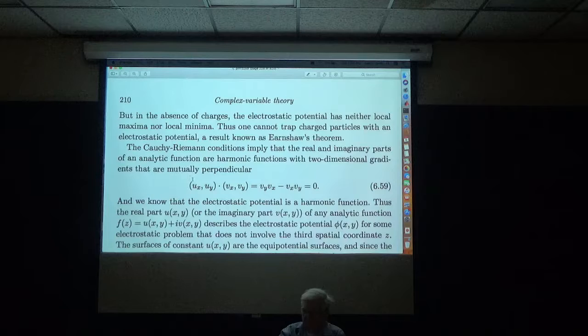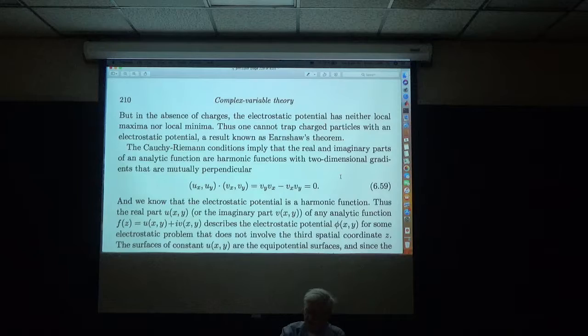If you now take the two-dimensional gradient of the real part of an analytic function and dot it into the gradient of the imaginary part, you get u_x v_x plus u_y v_y, and applying the Cauchy-Riemann conditions, you get v_y v_x minus v_x v_y, and that's 0. So the gradient of the real part of an analytic function is perpendicular to the gradient of the imaginary part.